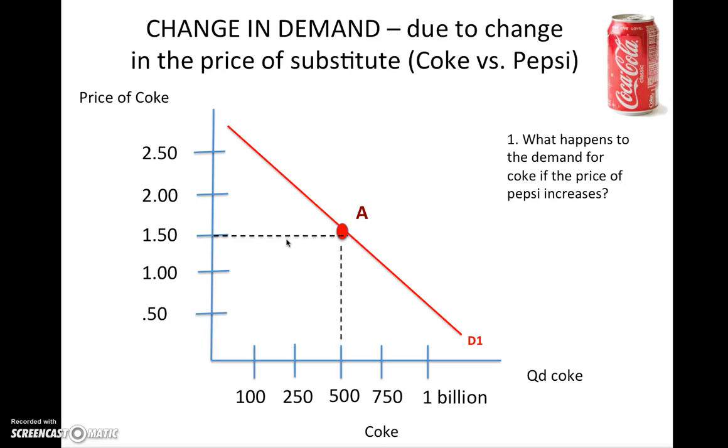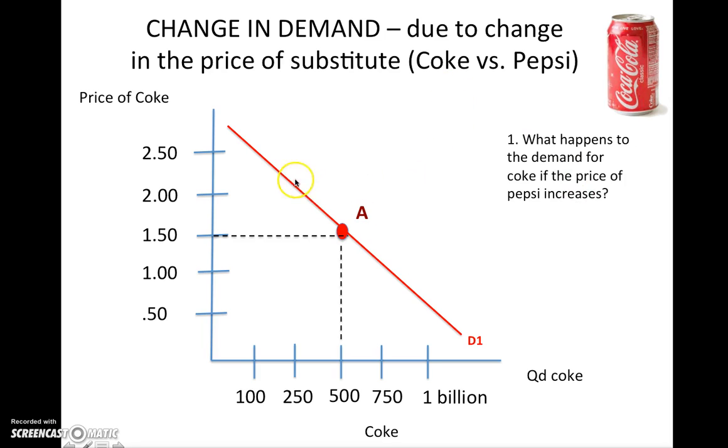this demand curve is the demand curve for Coke. So once again, the price of Coke is in your y-axis. Price is always in the y-axis. Quantity demand is always in the x-axis. So what happens to the demand for Coke if the price of Pepsi increases? If the price of Pepsi increases, Pepsi is more expensive. So people, setting other factors constant, will buy more Coke than Pepsi.